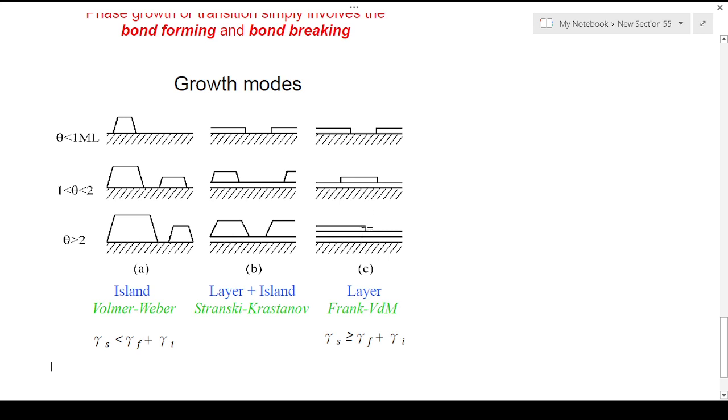The third one we call the Frank-van der Merwe growth mode, where first there is a layer formation, and further steps extend the layer. Initially there are two layers, and as the concentration increases, you get a layer on a layer on a layer, like a multi-layered structure. This model we call the Frank-van der Merwe growth mode.